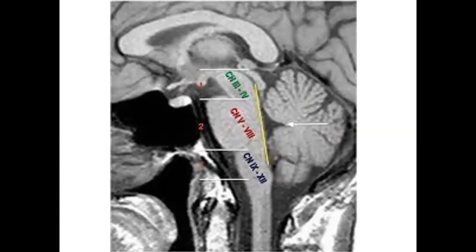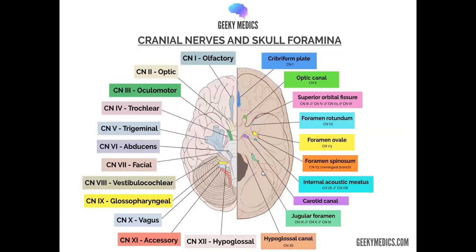Most of the cranial nerves arise from the brainstem. The third and fourth are from the superior midbrain, fifth to eighth from the pons, and ninth to twelfth from the medulla. So the brainstem is very important, and these are the various nerves in the midbrain, pons, and medulla.